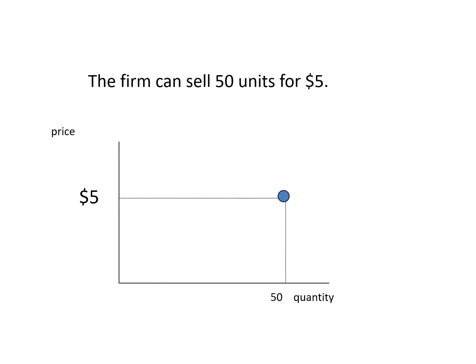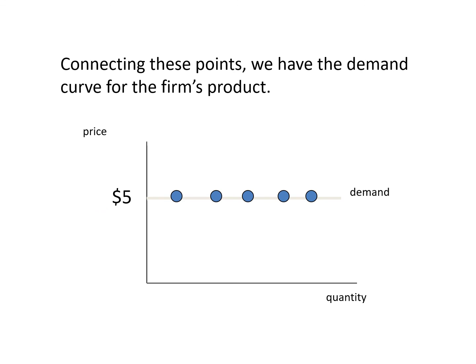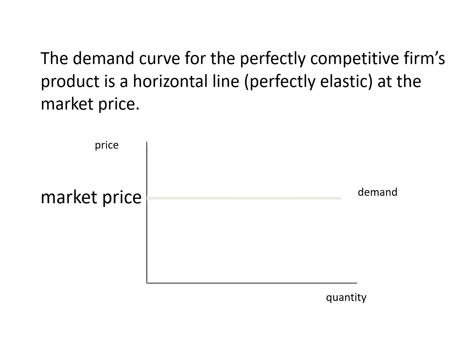10, 20, 30, 40, 50. Okay, so you get this horizontal line where the price is not changing no matter how much they sell. This is what we describe as a perfectly elastic demand curve. It is a horizontal line at the market price, and it doesn't change no matter how much that individual firm produces. Okay, that is our perfectly elastic demand curve.